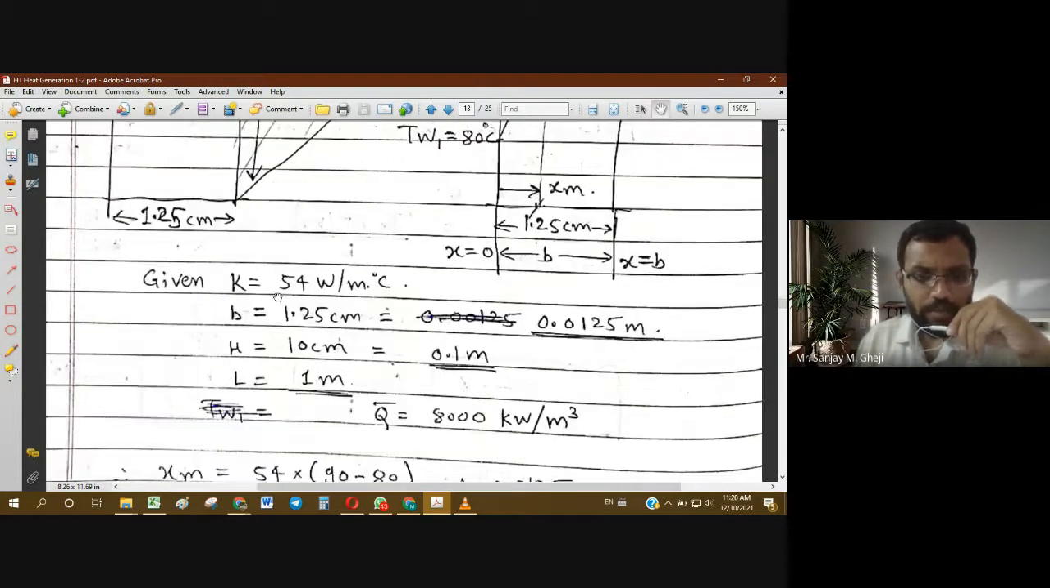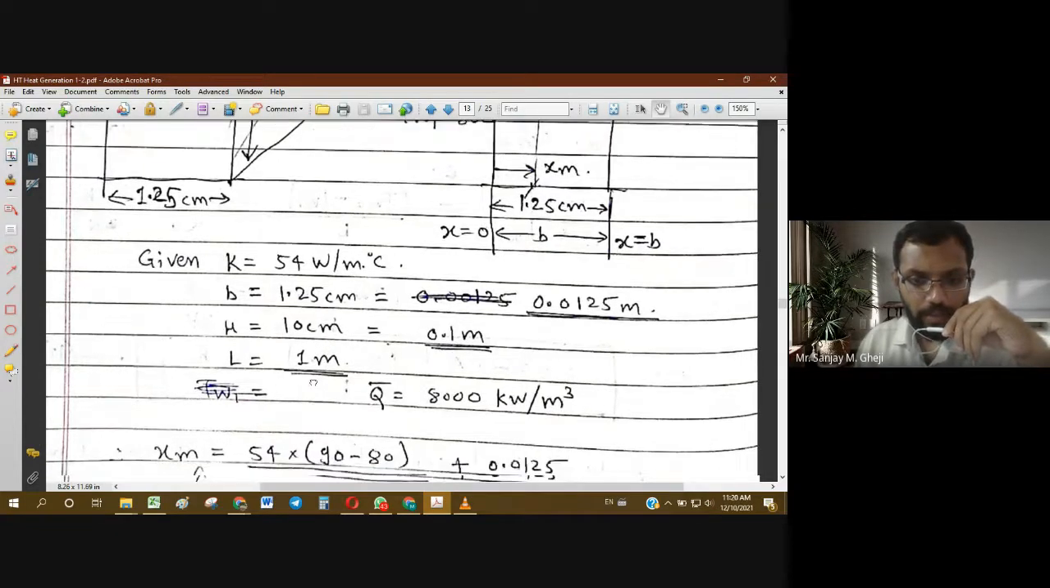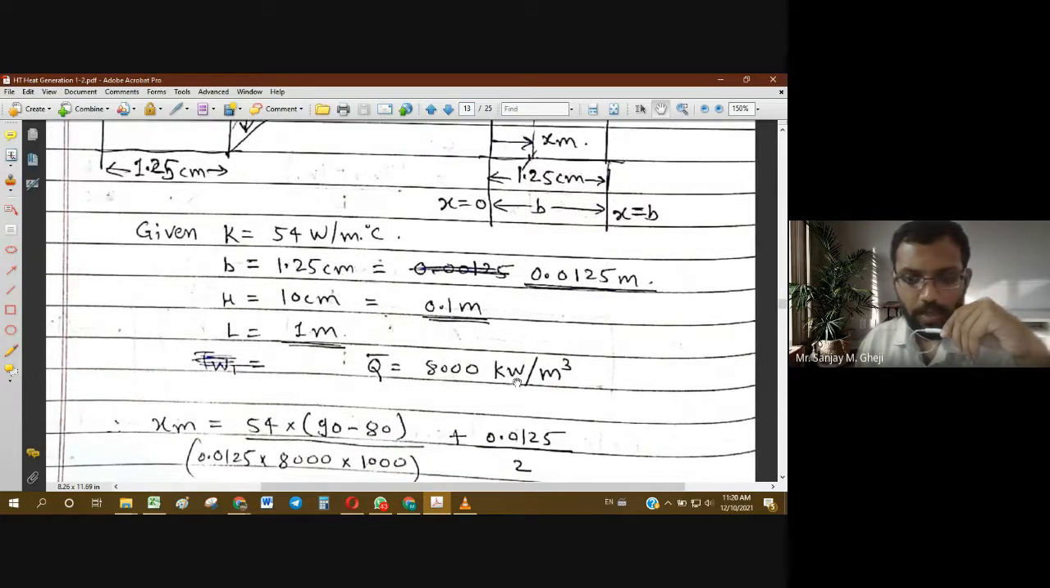Now we can take the constants from the given problem. K equal to 54 watt per meter degree Celsius. Thickness B is 1.25 centimeter. While doing the calculations, we need it all in meter, so convert to meter: 0.0125 meter. Height is 10 centimeter, so it is 0.1 meter, and length anyway 1 meter given. Q bar is given as 8000 kilowatt per meter cube.